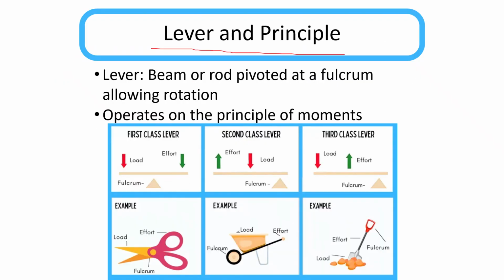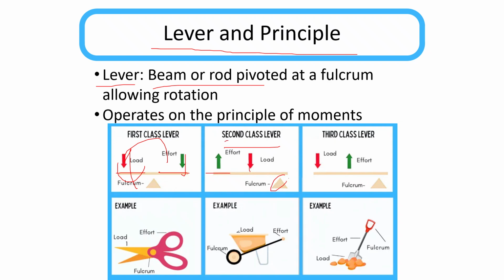Now the lever and its principles. What is a lever? A lever is a beam or a rod pivoted to a fulcrum that is rotated about a point. You can see here in this picture how it operates. Suppose that this is my first class of lever. Here both parts will be approximately equal, the fulcrum and the effort part. Suppose that if you put the effort, the load will be in this direction. The second class is here, the load will be in the middle.